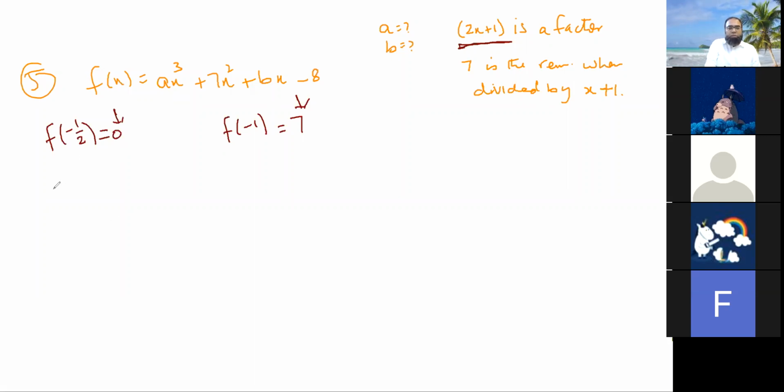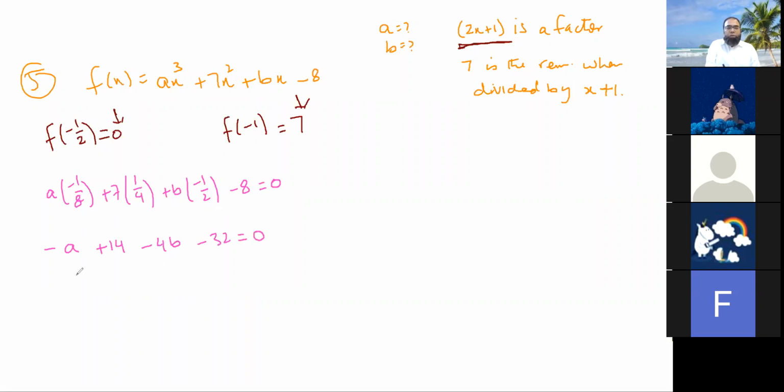So f of minus half is going to be simply a into minus 1 over 8. This is now up to you. How do you solve these equations? And this is plus b into minus half minus 8, and that is equal to 0. Okay, you can see that the 8 can be taken as the LCM throughout, so I'll be multiplying all of them by 8. So I will have minus a plus 14 minus 4b minus 32. That is the coolest way of getting rid of the fractions here.